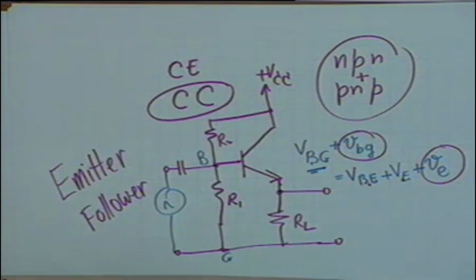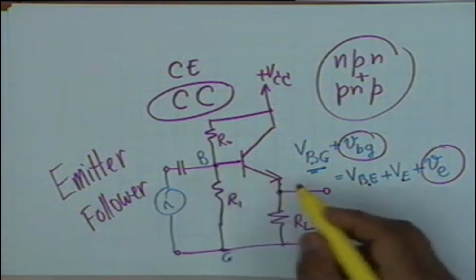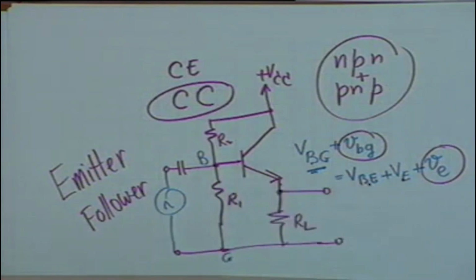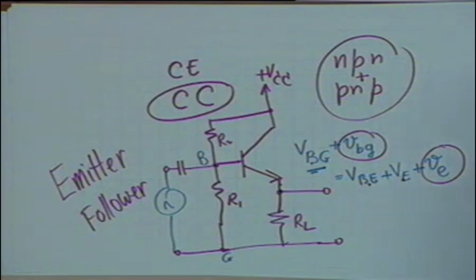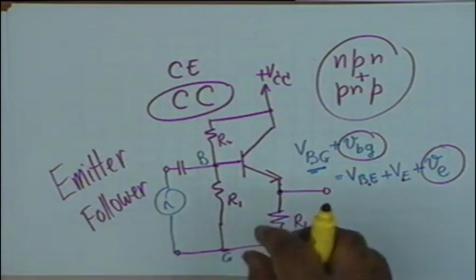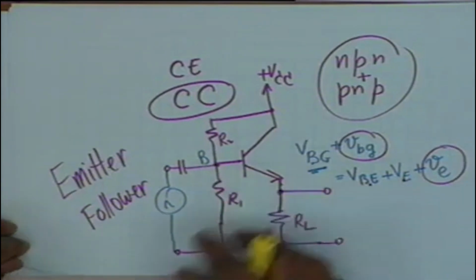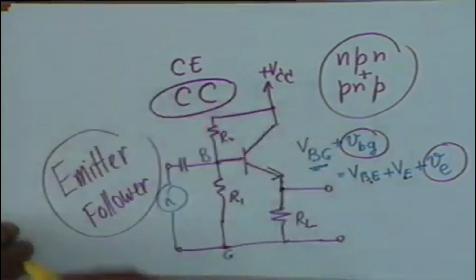So, what is the voltage gain? 1. Then why should one use this circuit? There is a current gain. If the base current is IB, the emitter current shall be beta times IB. Now, if the voltages are equal, input voltage is equal to output voltage, but the output current is beta times the input current, obviously there is power gain, alright, and therefore this circuit can be used to advantage. This circuit is known as an emitter follower.